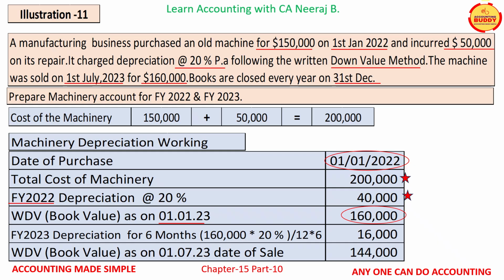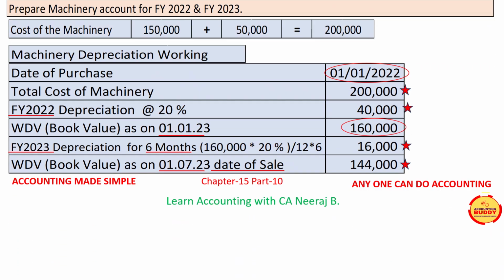Since the machinery is sold on 1st of July 2023, depreciation for the financial year 2023 will be provided for 6 months, that is, from the first day of the financial year till the date on which the asset is sold. Therefore, the proportionate amount of depreciation of $16,000 will be charged for the financial year 2023. The WDV value on the date of sale, that is 1st of July 2023, will be $144,000.